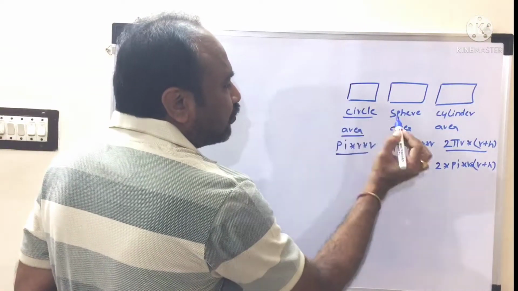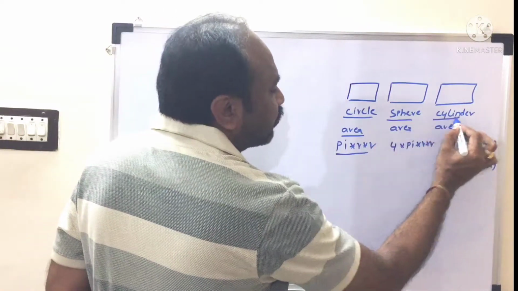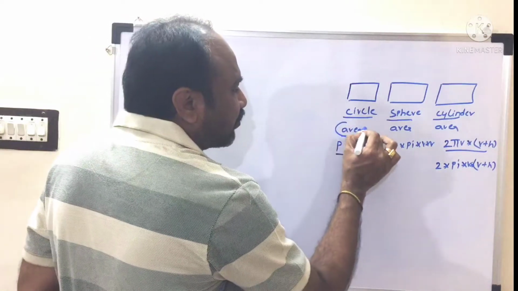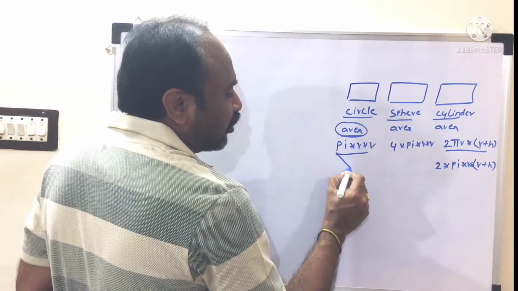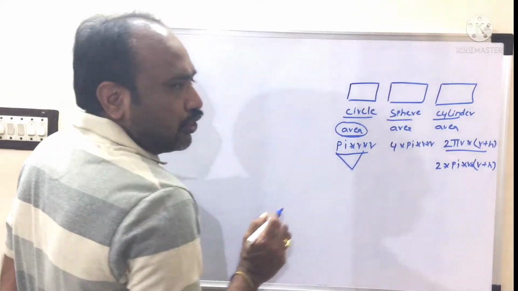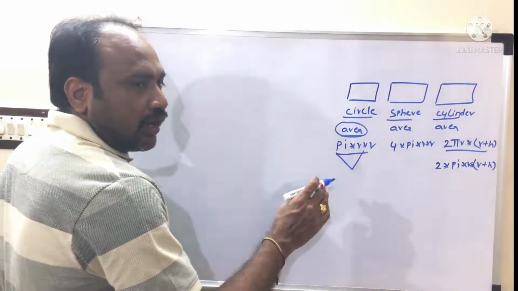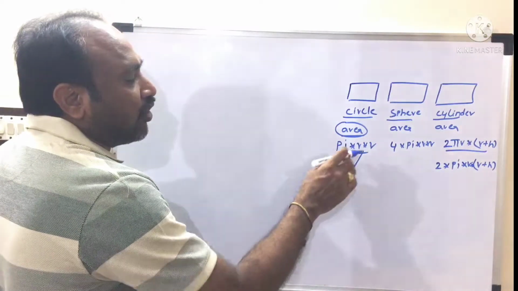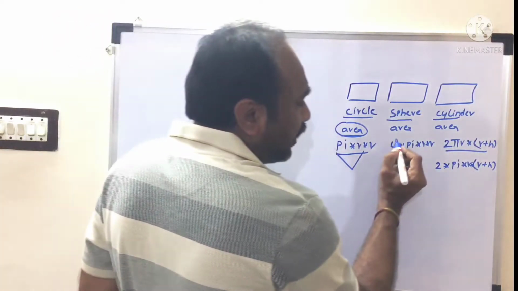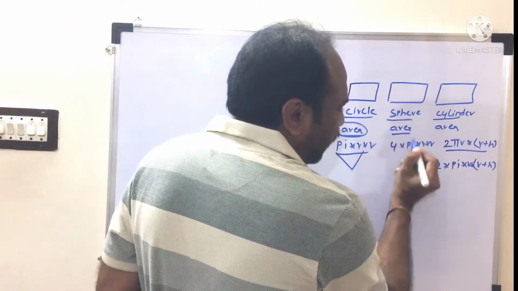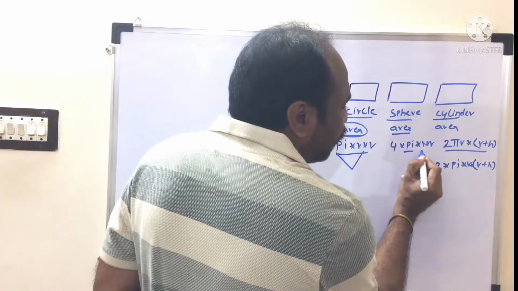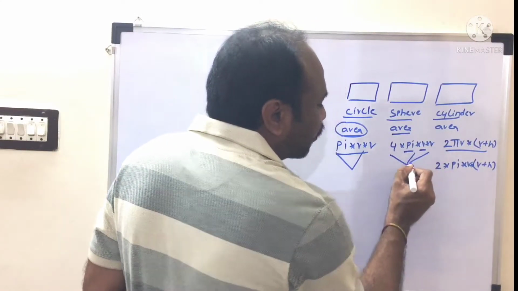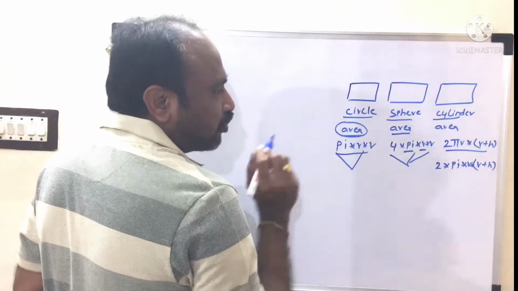Okay, I have a circle object, sphere object, cylinder object. My aim is to find out the area of circle. The formula requires pi value and r value. Using pi and r value, I have to calculate the area of circle by multiplying pi with r into r. In the same way, I have to find out the area of sphere. It also requires pi value and r value. Then I have to use the 4 into pi into r square formula to find the area of sphere.